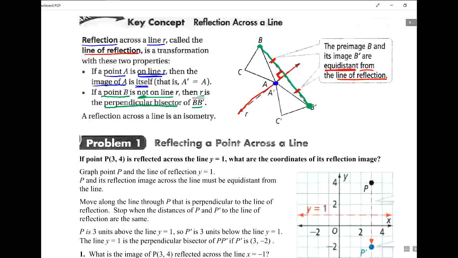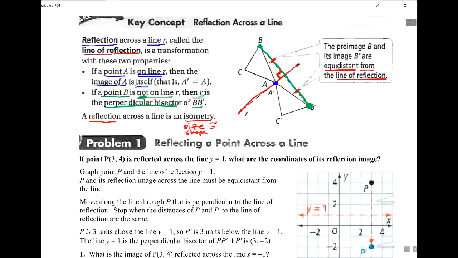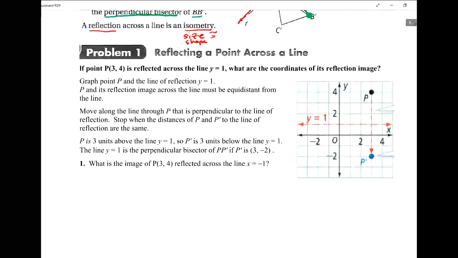A reflection is an isometry. We have not changed the shape or the size. Both size and shape are congruent, but it does have opposite orientation. All right, let's look at an example here.